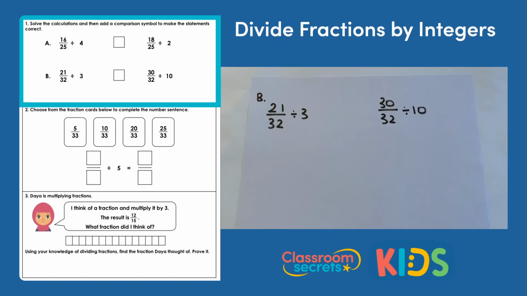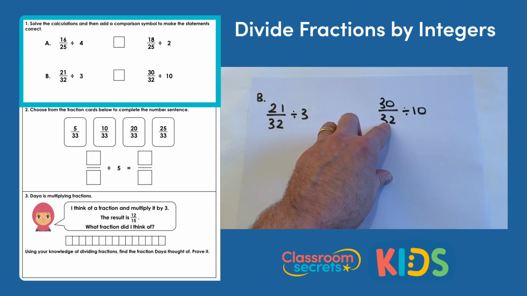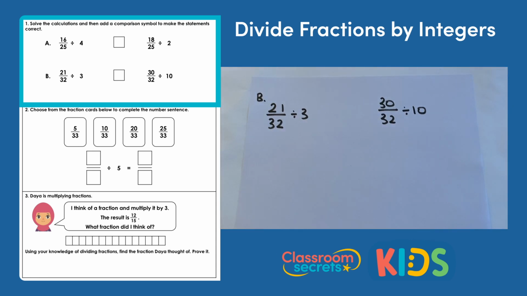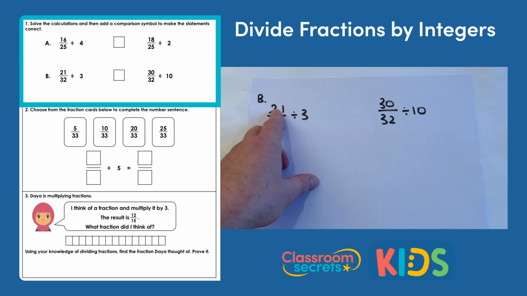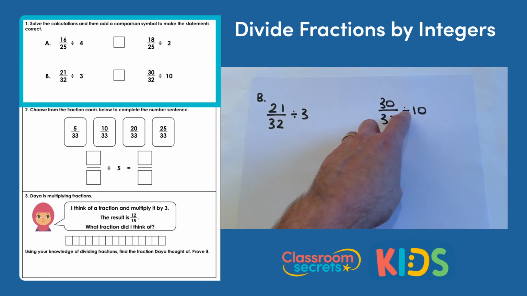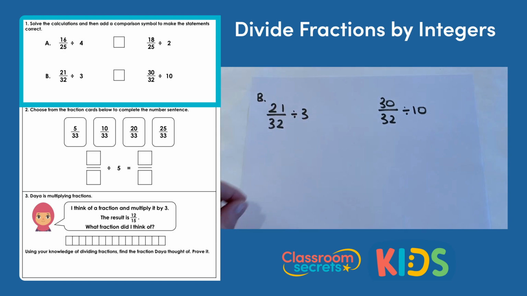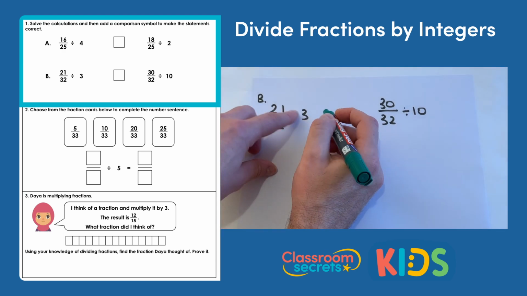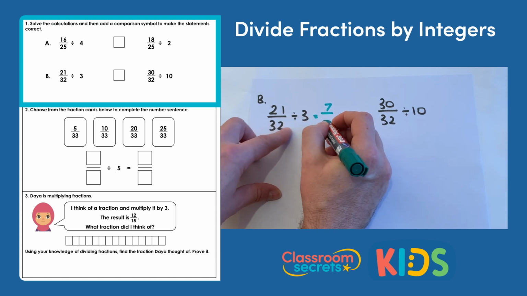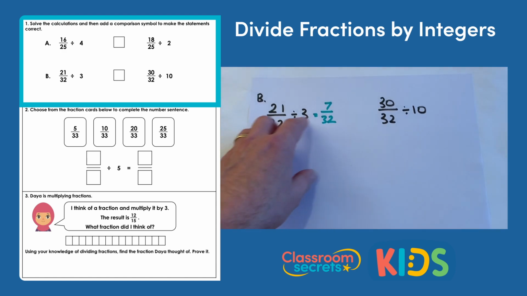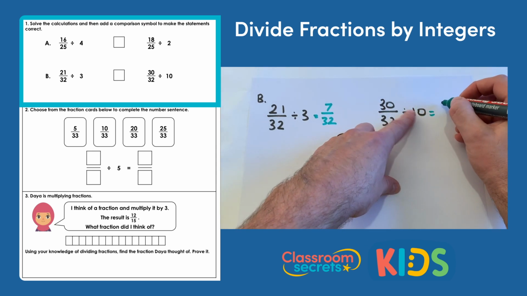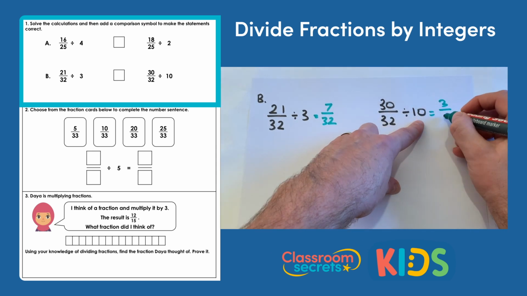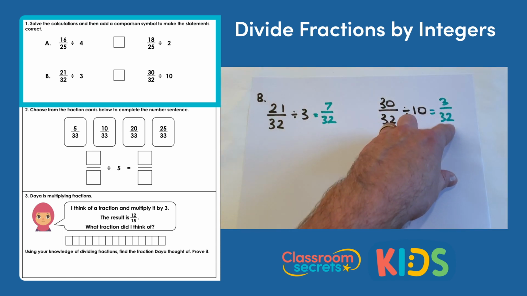For B, we have 21 over 32 divided by 3 and 30 over 32 divided by 10. So again, we can see from the fractions that the numerator in both is a multiple of the integer they're being divided by. So 21 is a multiple of 3 and 30 is a multiple of 10. So we should be able to divide the numerator by the integer and the denominator won't change. So 21 divided by 3 is 7, and the denominator won't change, so it's 7 over 32 or 7 32ths. And 30 is a multiple of 10, so if we divide 30 by 10, that'll be 3, and the denominator won't change, so we have 3 over 32.